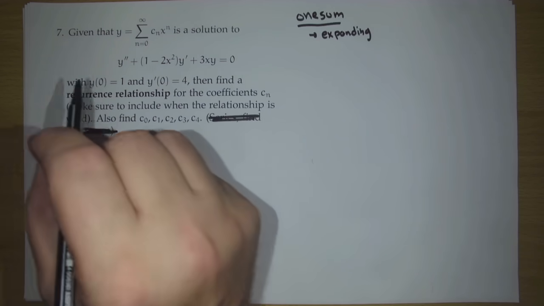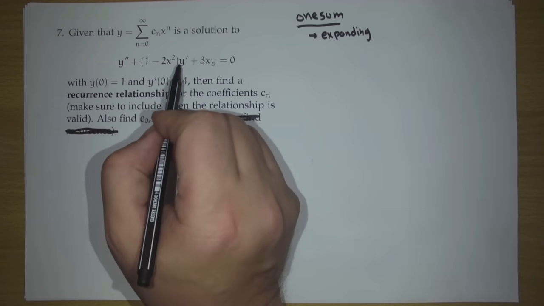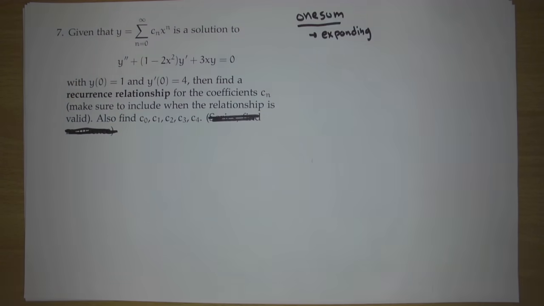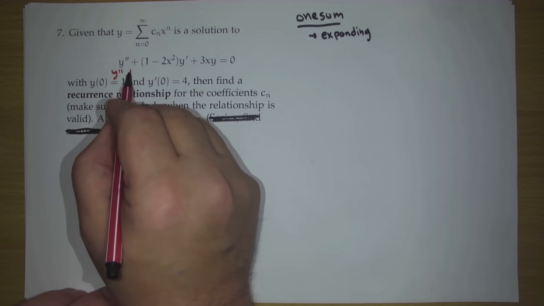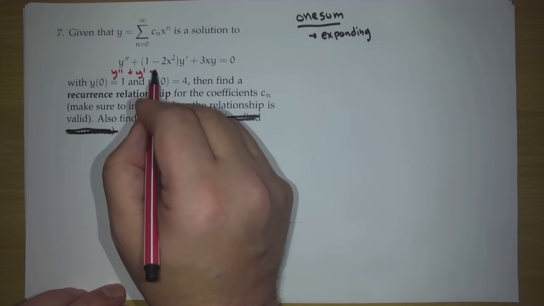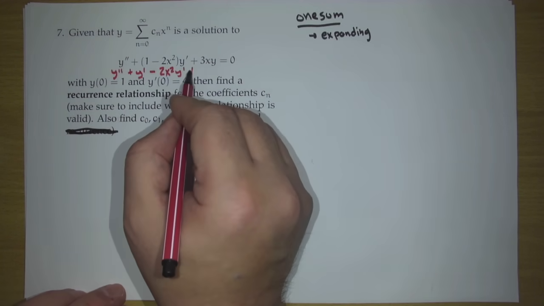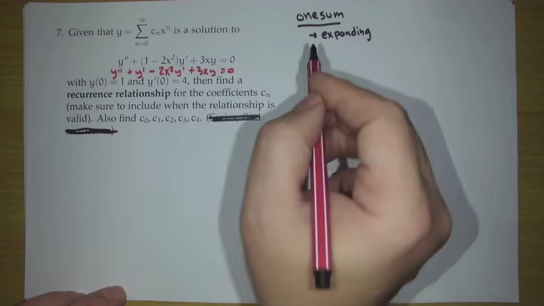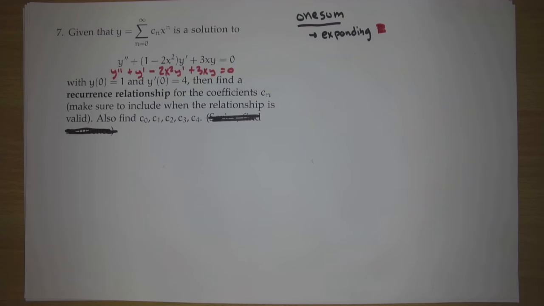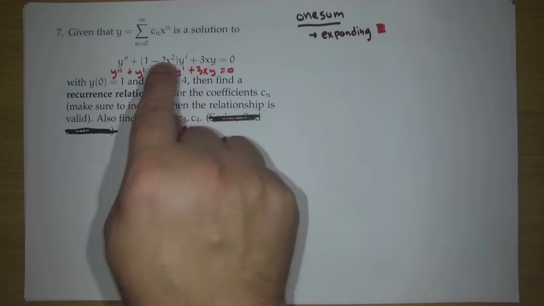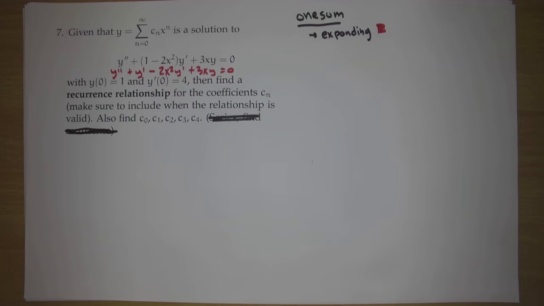And what do I mean by that? Well, what I mean is this middle term. So instead of writing it as 1 minus 2x squared times y prime, multiply that out. So it's y double prime plus y prime minus 2x squared y prime plus 3xy equals 0. So that's what I mean by expanding, okay? Because the goal here is to get all the powers of x together that are the same. And since the 1 and the x squared have different powers, we want to separate them.